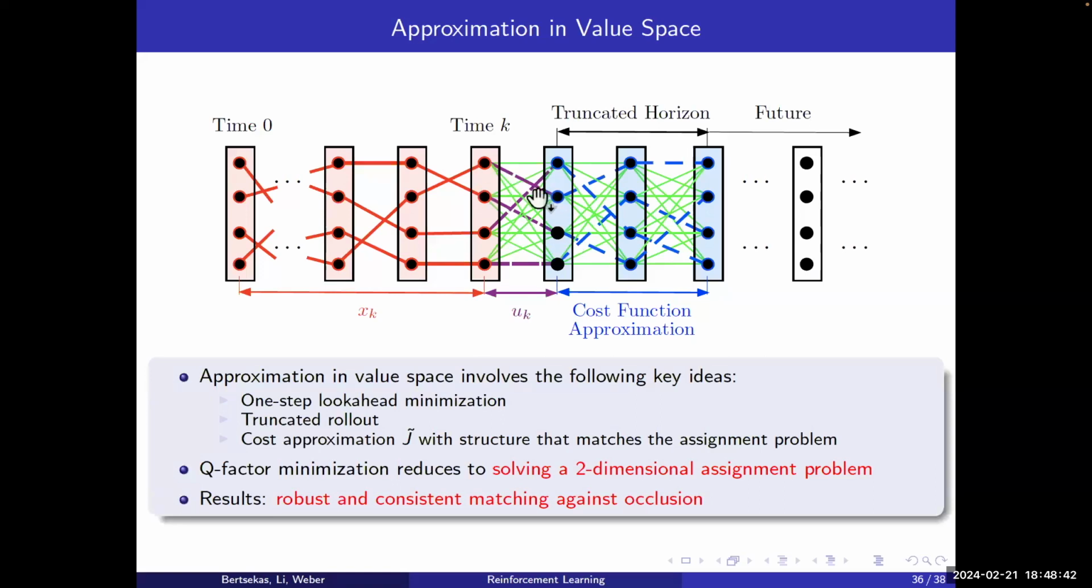So once you finish the control selection UK, we move on to the next frame, and XK and UK become XK plus 1. So this purple broken line would become red. Suppose this is the final solution, and repeat, and so on and so forth. And the effect of taking into account these future frames in order to facilitate the control selection for the current stage results in robust and consistent matching against occlusion.